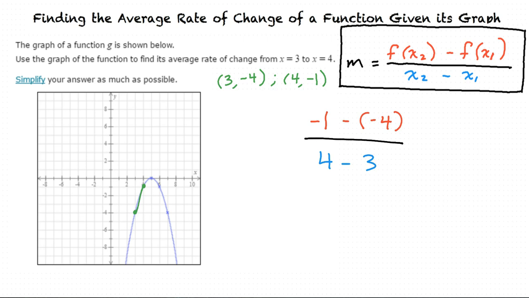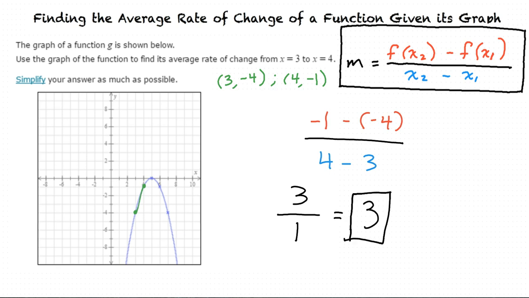Good. Now it needs to be simplified. I think you can handle that. I think so too. In the numerator, the two negatives make +4, so -1 plus 4 is 3. 4 minus 3 in the denominator is 1. 3 divided by 1 equals 3, so the average rate of change is 3.